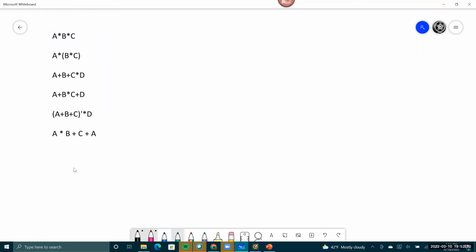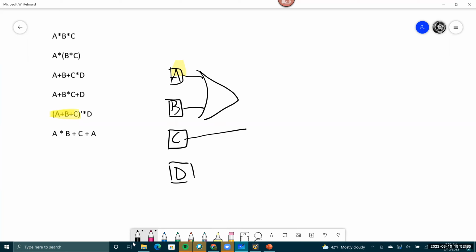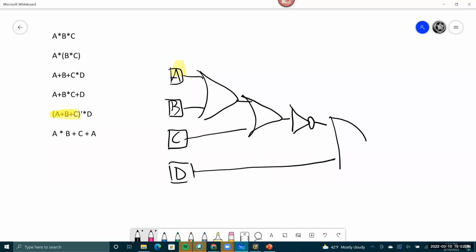All right, so the next one looks like there is a NOT operation. So that means that whole thing needs to be done first. So we have A, B, C, and D. So left to right, we go A or B, that connects to C, and that whole thing has a NOT, right? And then once you do that, then it's just connected to D with the AND. Okay?